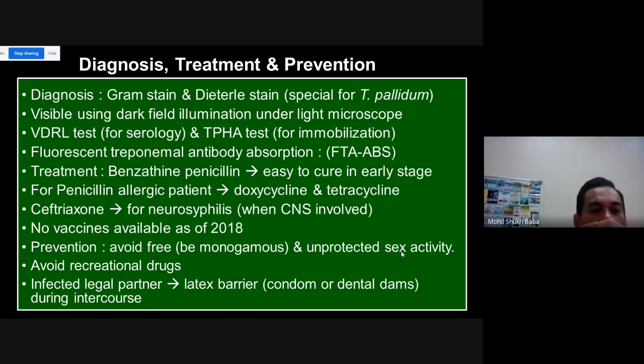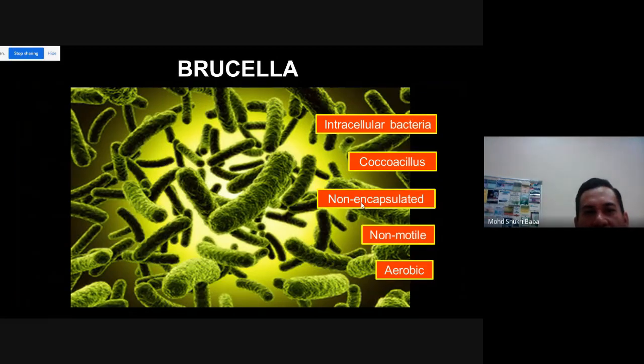No vaccine available. Alright, prevention. Okay, be monogamous. Avoid free and unprotected sex activity. Avoid recreational drug. Apa itu recreational drug? Pil kuda. Itu recreational drug lah. Okay, pil-pil ataupun dadah-dadah yang menjurus atau mendorong awak untuk melakukan sexual activities yang tak elok. Alright, avoid recreational drugs. Alright, pil kuda, pil haya, gam, semua-semua itulah. Okay, avoid infected partners. Okay, latex barrier, condom and dental dams during intercourse. Macam saya kata tadi, we basically only practicing using condom and not dental dams. Okay, we almost towards the end.